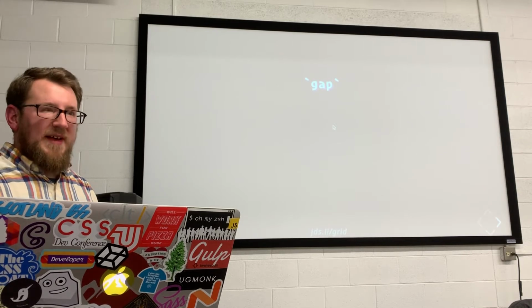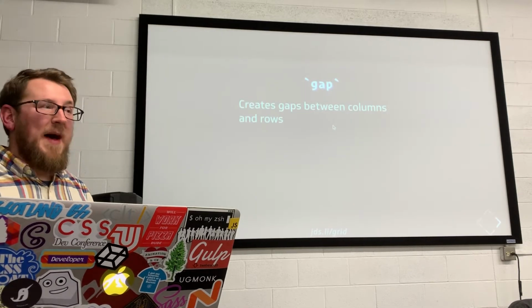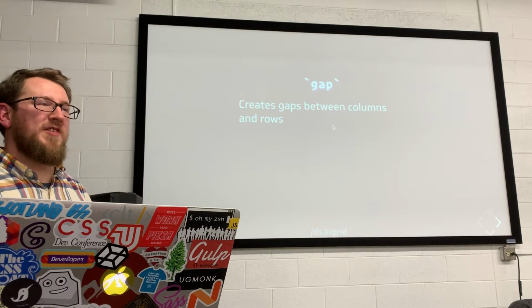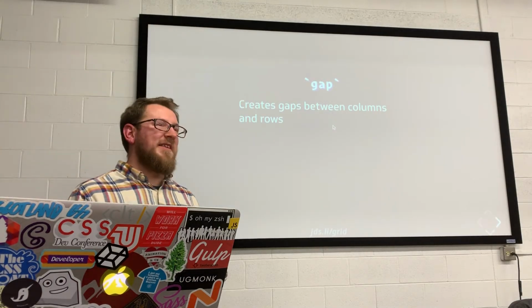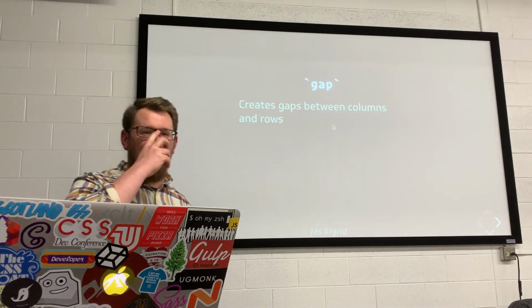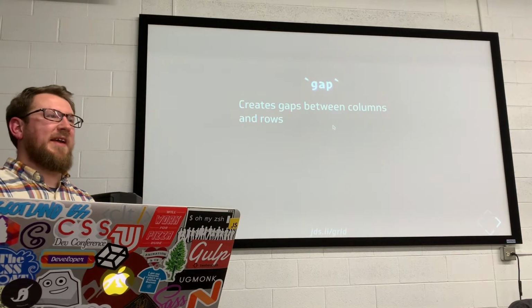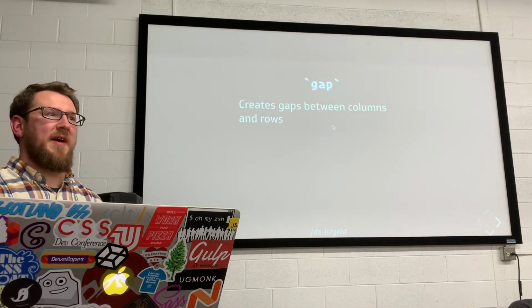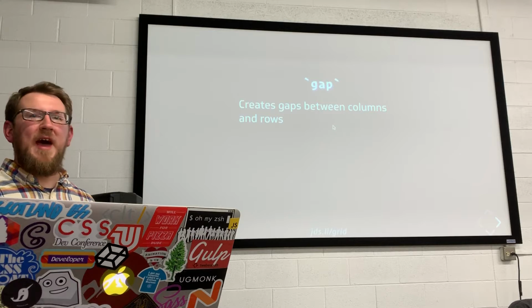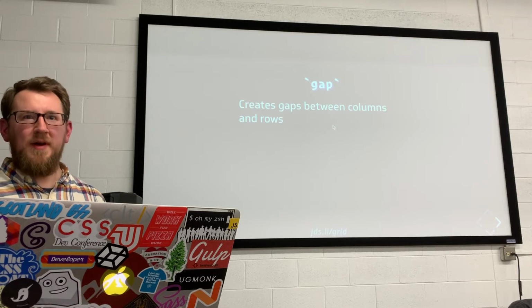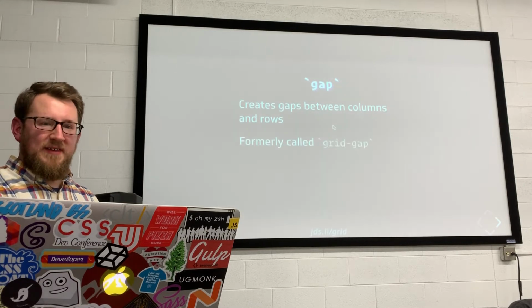And now here's a fun one, gap. Creates gaps between columns and rows. That's pretty self-explanatory. If you've been listening to grid talks for the last few years, you've probably seen a lot of presenters show a slide like this, but it says grid gap at the top. What changed? Grid gap got deprecated. It's just gap now.